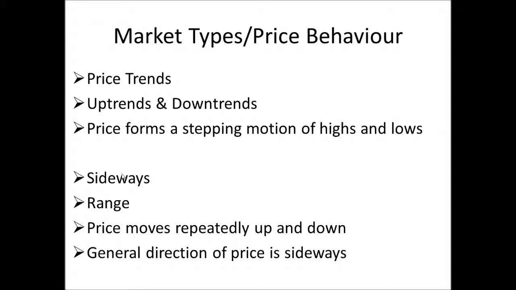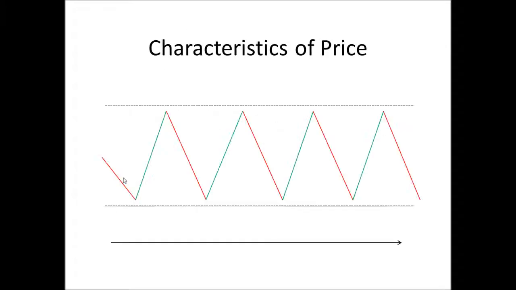Just as trends can be traded, ranges can also be traded. This is a very basic demonstration of a range. Price moves up and down repeatedly between two areas of the market, and even though it's moving up and down, the general direction of price is sideways. It's not moving in a steady upwards direction or downwards direction, but instead a steady sideways direction.